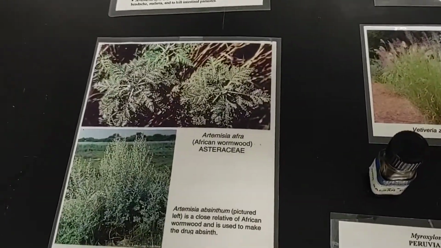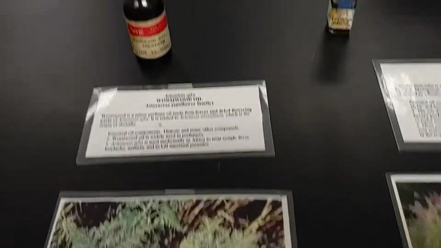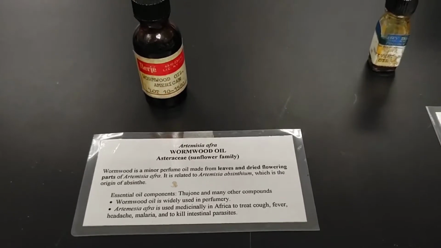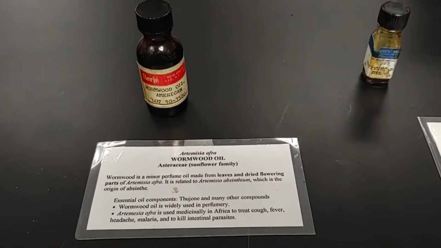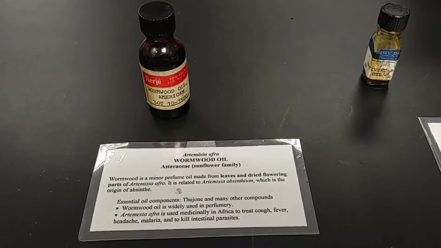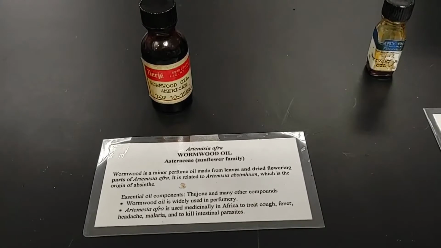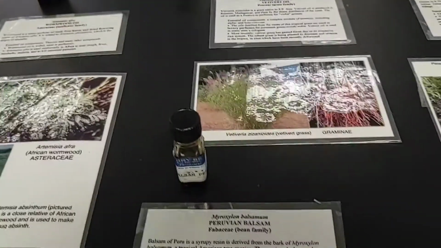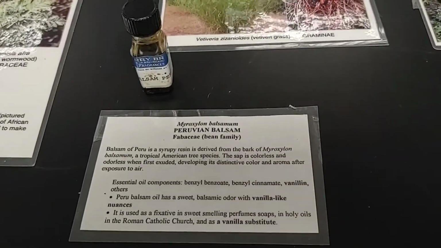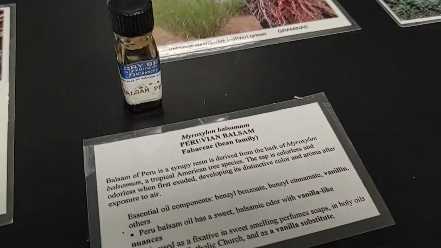Here we have a member of the aster family, which contains wormwood oil, which is really interesting. As an extract, this can be removed. So it treats many different things, as you can see: headaches, malaria, intestinal parasites. So really nice. Within the Fabaceae family, the bean family, we've got some Peruvian balsam.